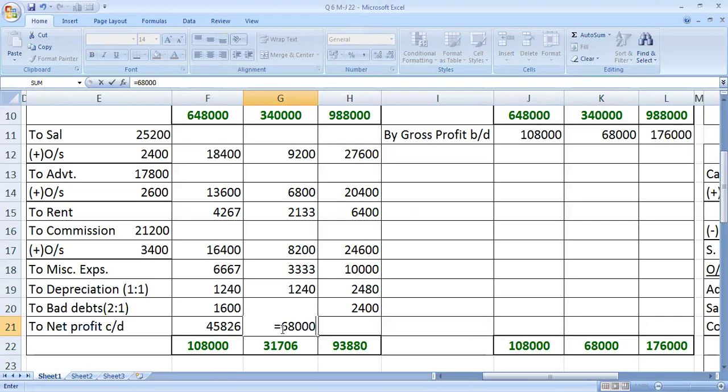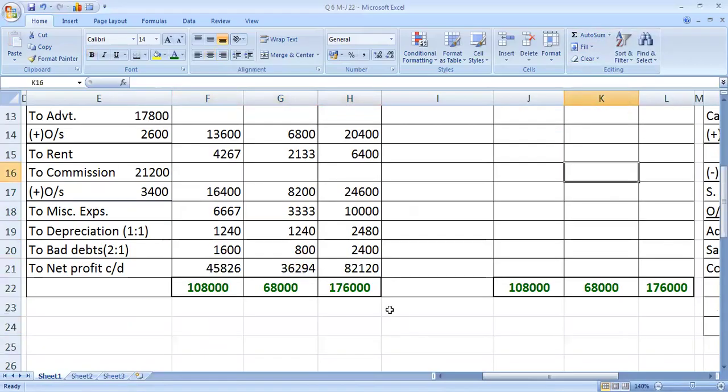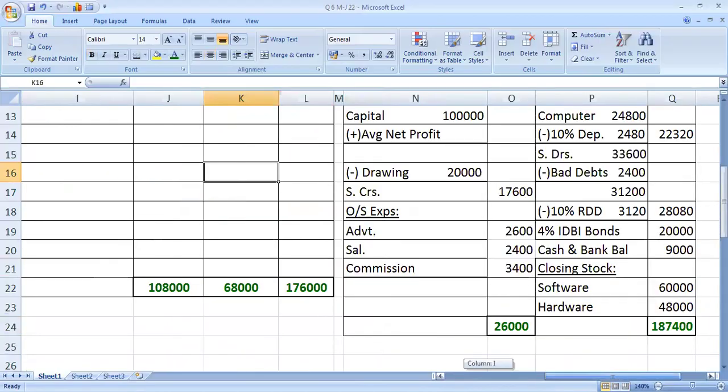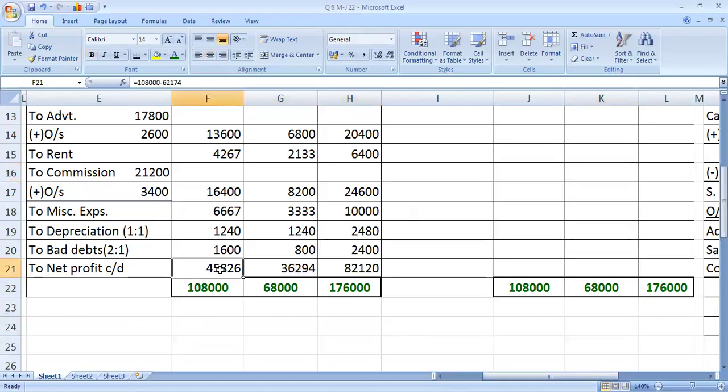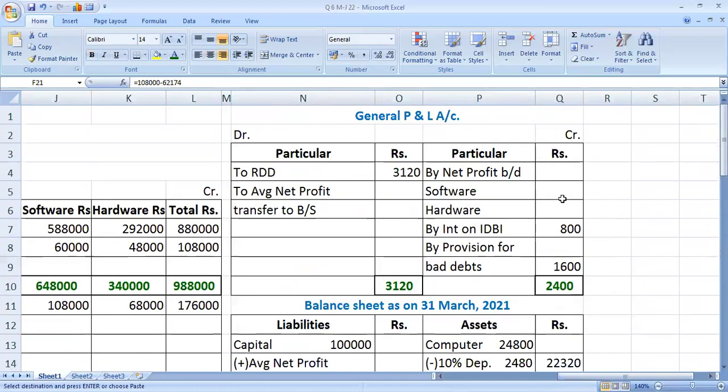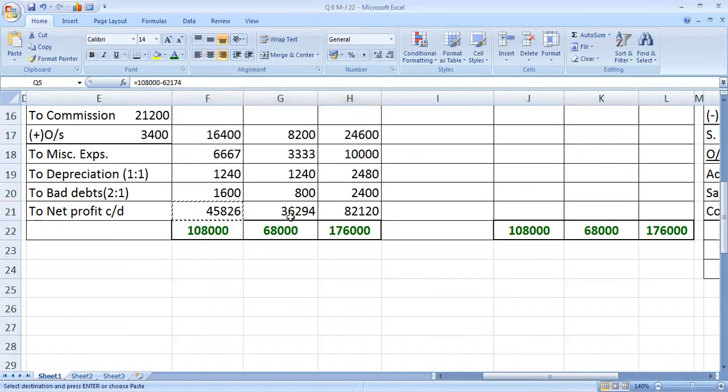Then calculate department hardware: 68,000 minus 31,706, 36,294 is the net profit of department hardware. Total net profit is 82,120. This net profit is transferred to general profit and loss account. Hardware 45,826, software 36,294.